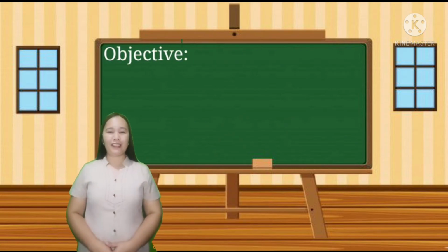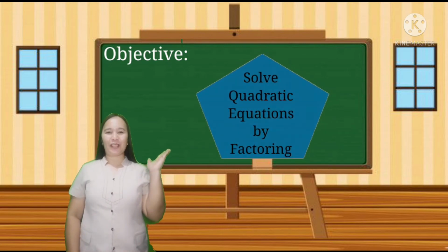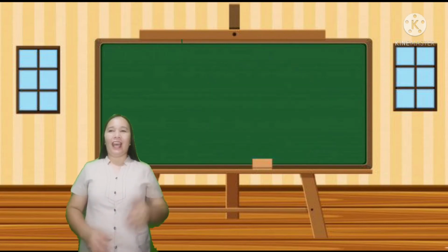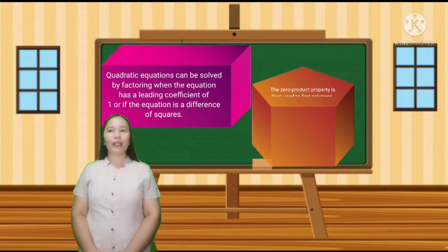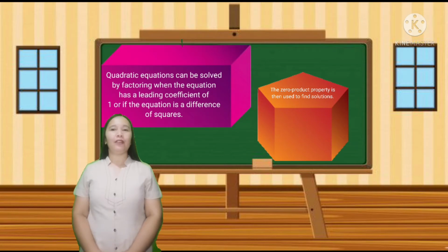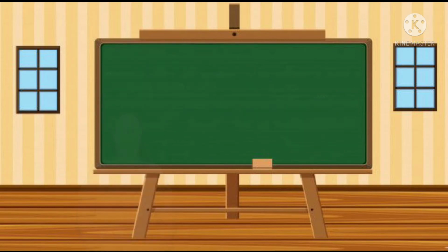Our objective is to solve quadratic equations by factoring. Quadratic equations can be solved by factoring when the equation has a leading coefficient of 1 or if the equation is a difference of squares. And also, we can use the zero product property to find the solutions.